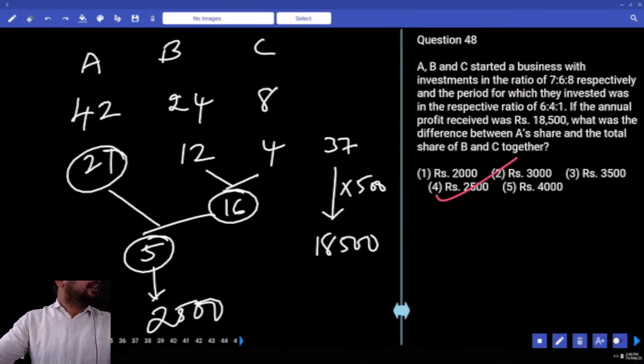They are asking the difference between A and B and C together. Are you ready?